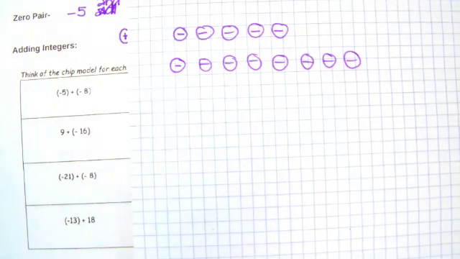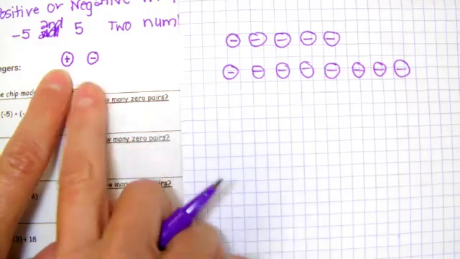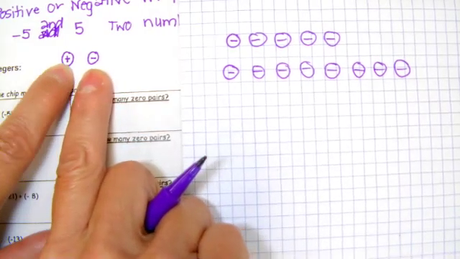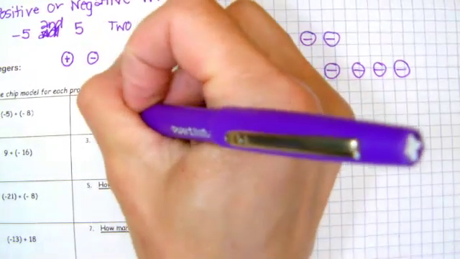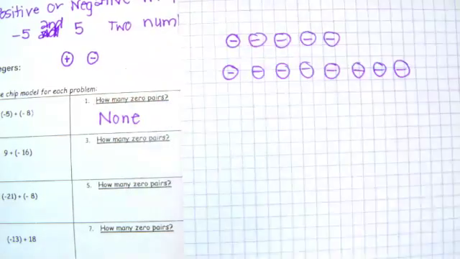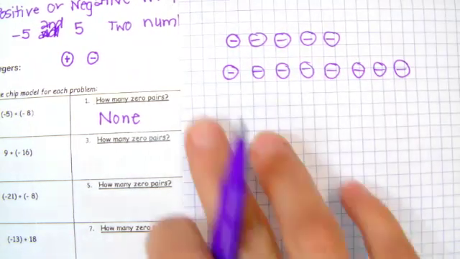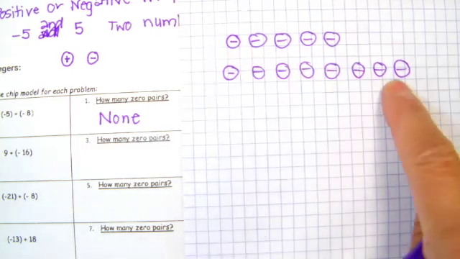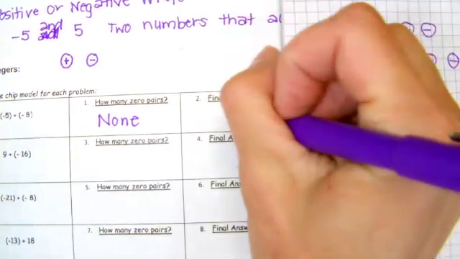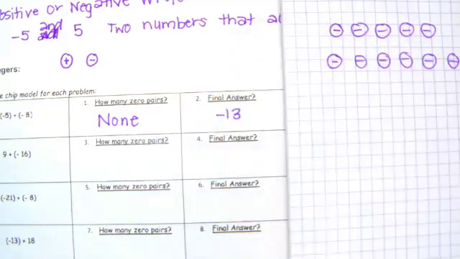Okay, and then the question that you ask yourself first is, how many 0 pairs are there? So remember, a 0 pair has to be a positive and a negative chip, and those will cancel out. So in this case, since there are no positive chips, there are no zero pairs. There's none. Okay, and if there are no zero pairs, that means none of these cancel out. And so what we do is we add them all up, right? So we have 5 chips here plus another 8 here. That gives us 13 chips total, right? And they're all negative. So our answer is negative 13.